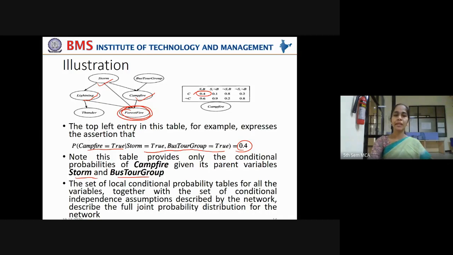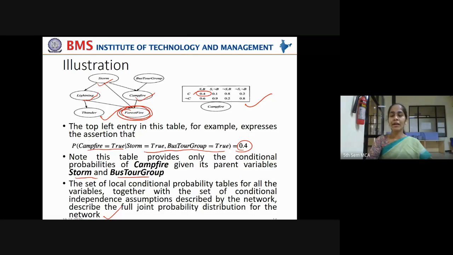Okay. So the set of local conditional probability tables for all the variables, together with the set of conditional independence assumptions described by the network. From the network, we can know what the conditional independence assumptions are. From the table, we can know the set of local conditional probabilities. From this we can calculate the full joint probability distribution for the network.